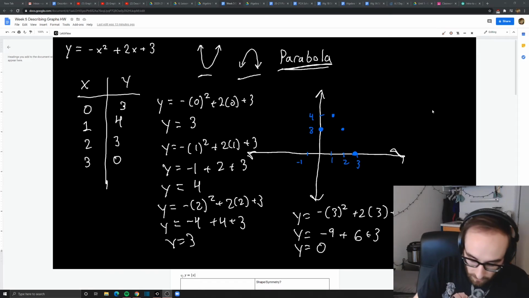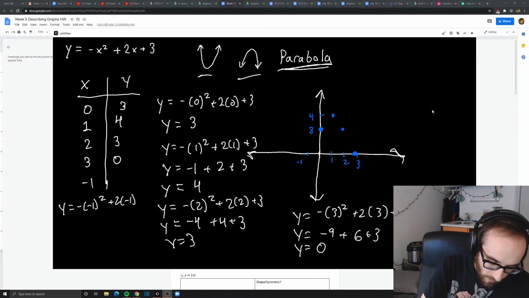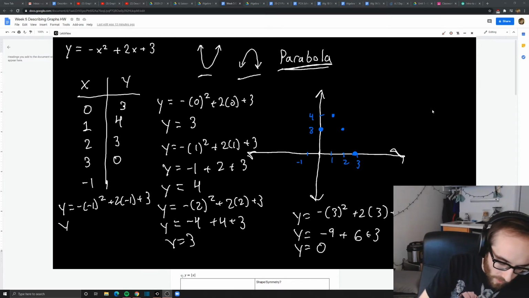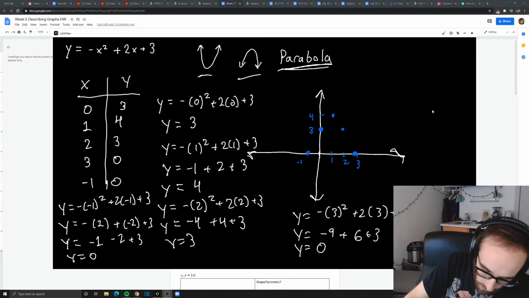Let's go to the left. We started at 0, so let's take a look at negative 1. So y equals negative 1 squared plus 2 times negative 1 plus 3. So negative 1 squared is positive 1. We have negative positive 1 plus 2 times negative 1 is negative 2 plus 3. In other words, we have negative 1 minus 2 plus 3. So y is 0 when x is negative 1. So finally, (-1, 0) is another point on our graph.